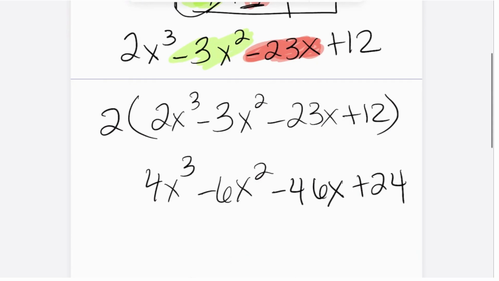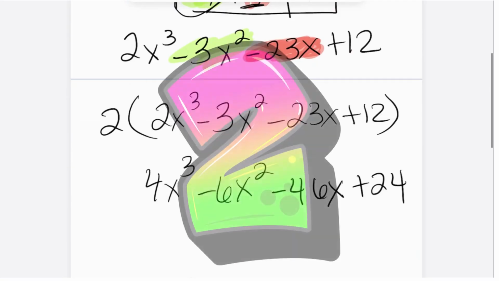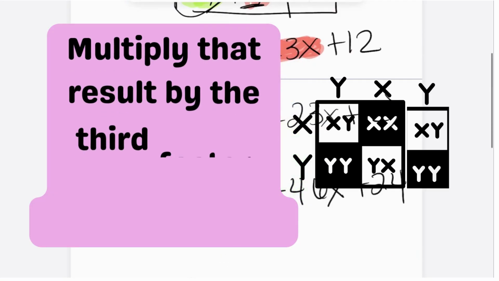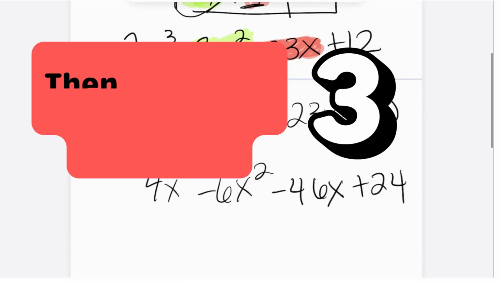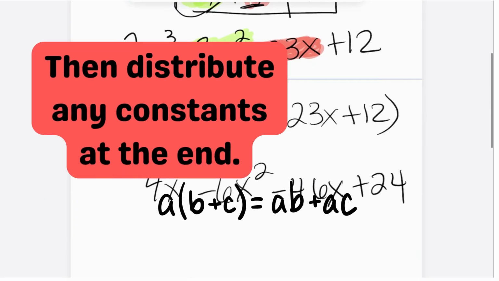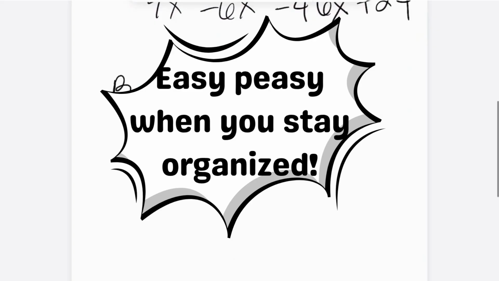So the key steps were: 1. Multiply 2 binomials using the Punnett square. 2. Multiply that result by the third factor using another Punnett square. And your third step is going to be to distribute that constant at the end. Easy peasy when you stay organized. So we're going to do B now.